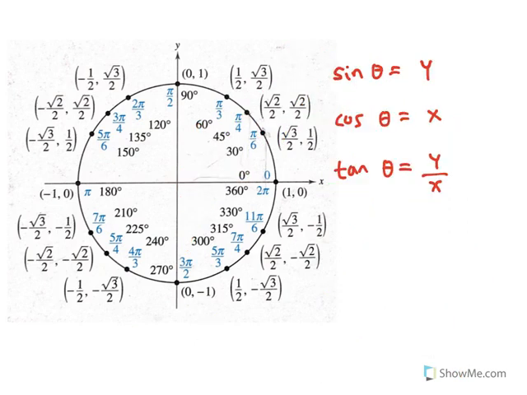So when you have an angle of rotation given by theta, sine of that angle is given by the y coordinate of the corresponding point on the unit circle. Cosine of that angle is given by the x coordinate of the corresponding point on the unit circle. And tangent of that angle is given by the y coordinate of that point divided by the x coordinate of that point.